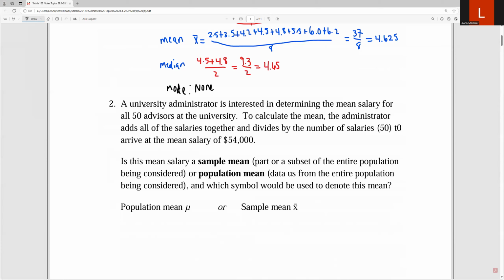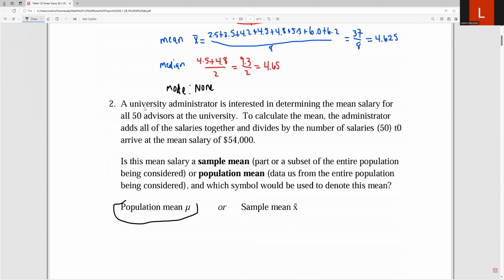So it says the university administrator is interested in determining the mean salary for all 50 advisors at the university. So there's a total of 50 advisors at the university. To calculate the mean, the administrator adds all of those salaries together and divides by the number of salaries, which is 50, to arrive at a mean salary of 54,000. Is this a sample mean or a population mean? Well, since they had only 50 advisors at their university, and they used all 50 when they averaged, this would be a population mean.